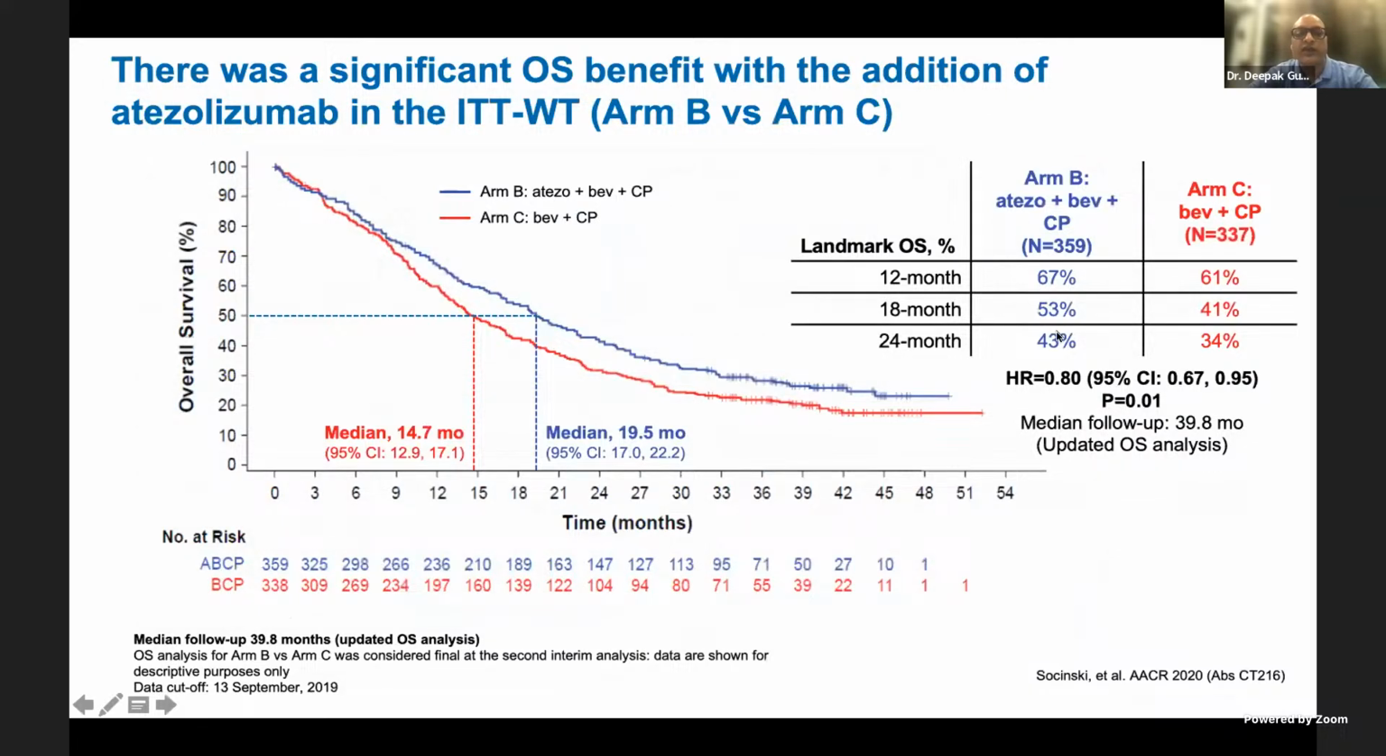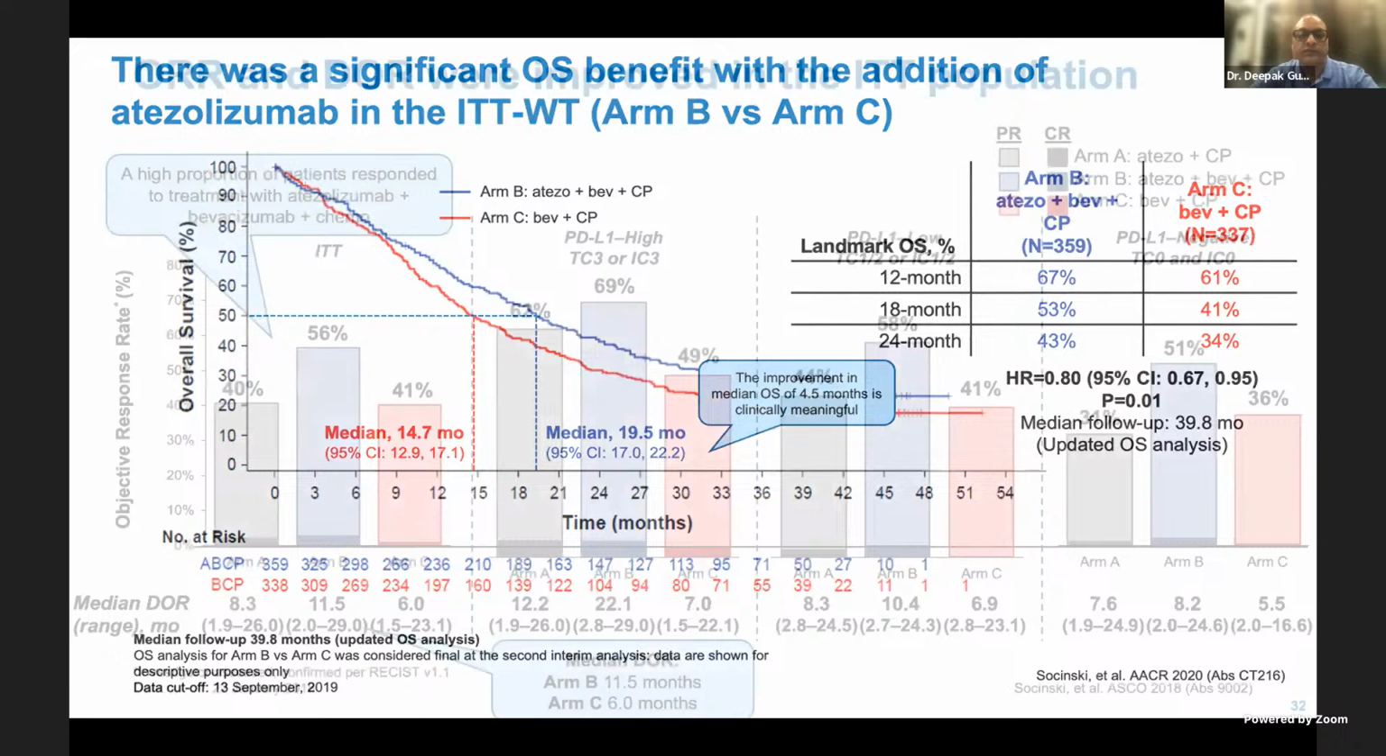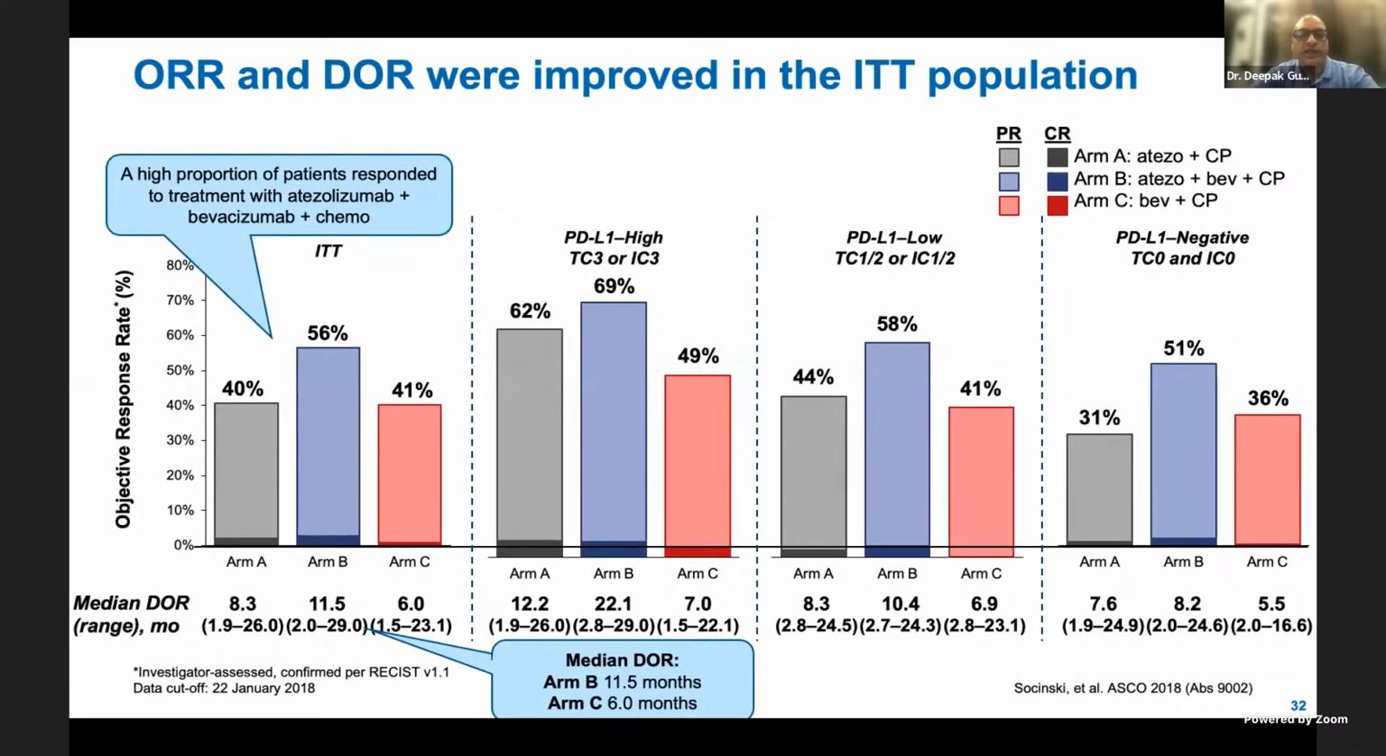So there was a significant OS benefit with the addition of atezolizumab, that is arm B versus arm C, ABCP versus BCP. Median OS was 19.5 months as compared to 14.7 months with a hazard ratio of 0.80. And overall response rate and duration of response were also improved in the intent-to-treat population. So you can see that in arm A there were response rates of 40%, and with arm B, which is ABCP, there was 56% response rates.